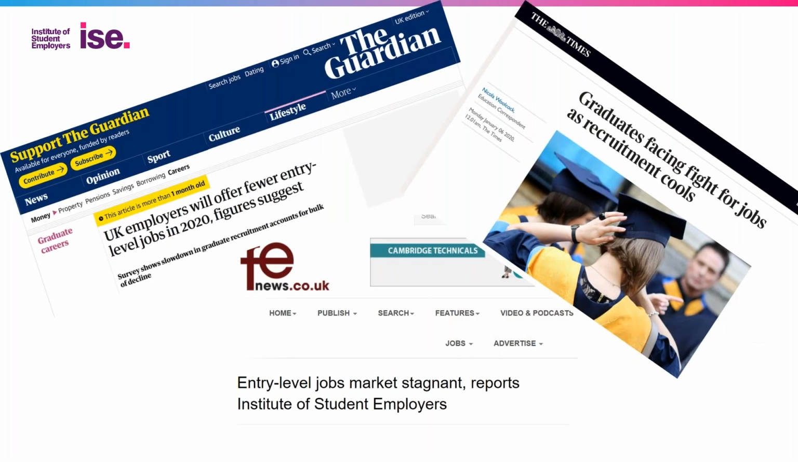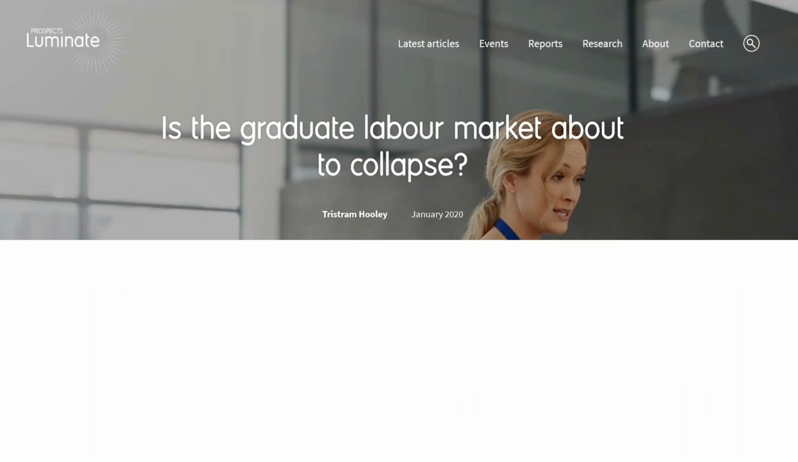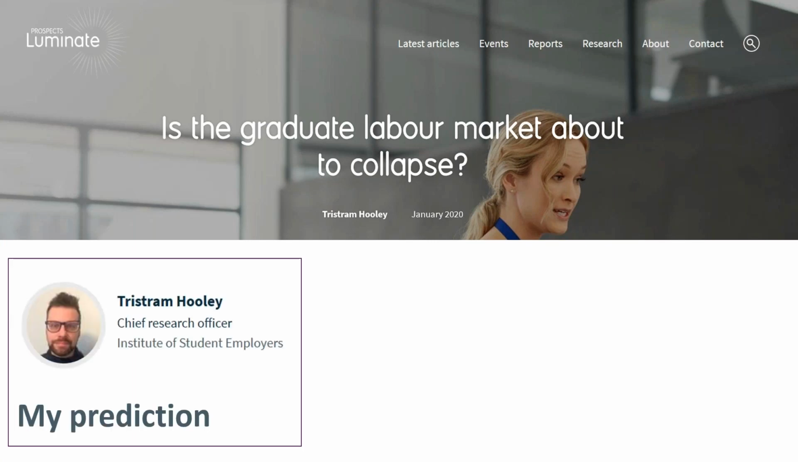We did a whole bunch of work throughout January, where we put a lot of these statistics out. We got some really good coverage in The Guardian and The Times and various other places. And it all basically focused on this idea that it was possible that the overall number of graduate and non-graduate jobs was going to decline slightly or was going to remain stagnant. I tried to deal with that in an article that I wrote for Prospects Luminate, because I thought in a way the press had over-egged that position.